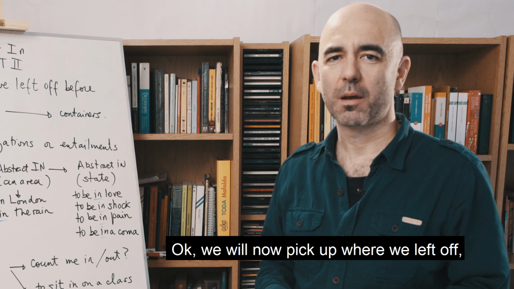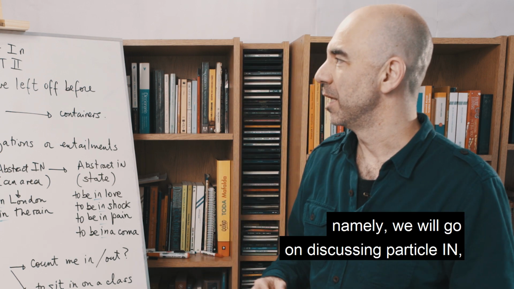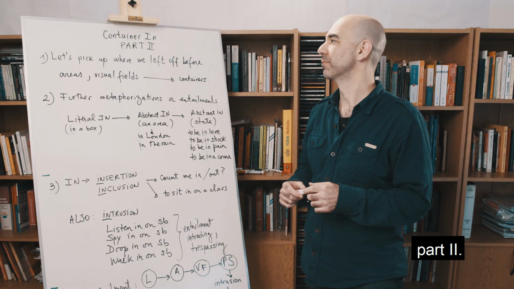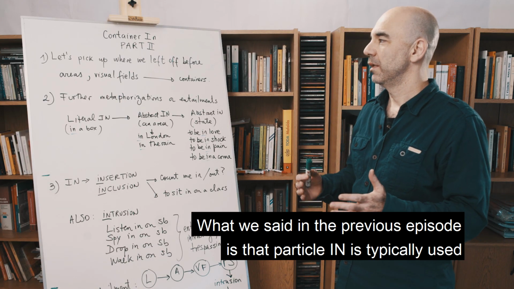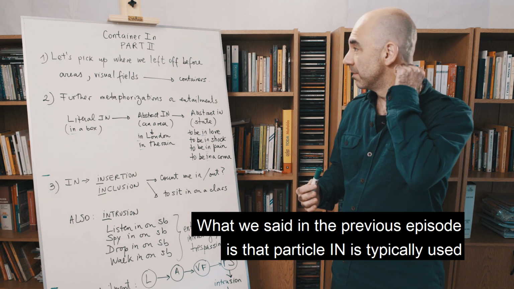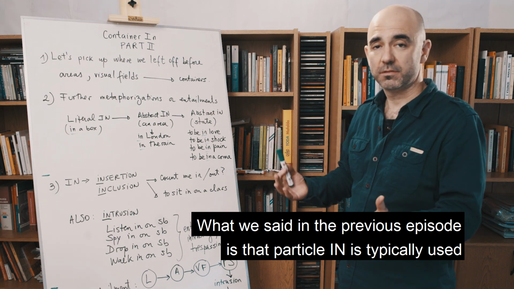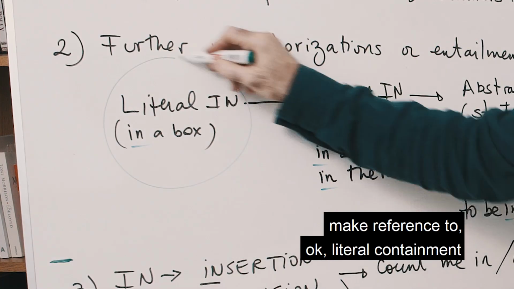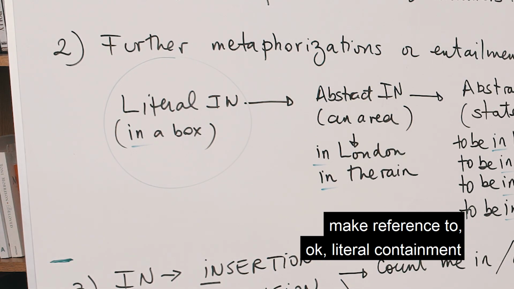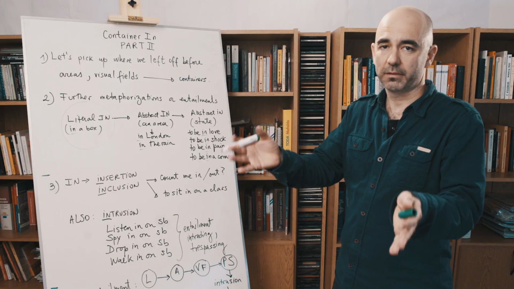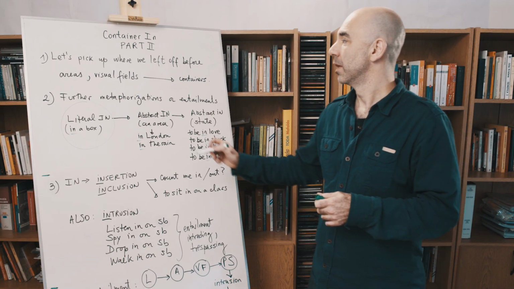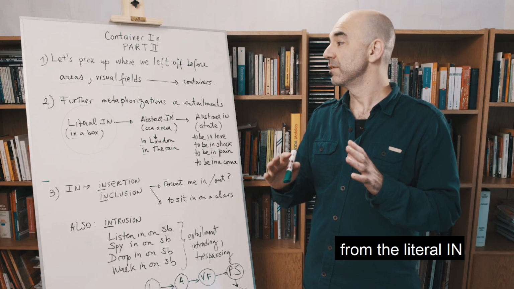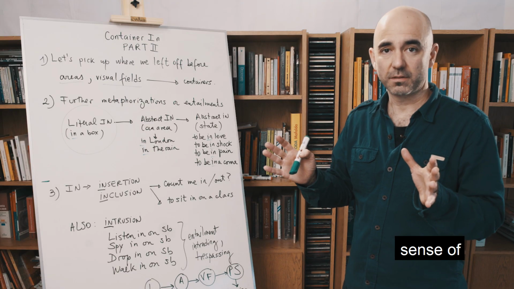Okay, well, we'll now pick up where we left off. Namely, we will go on discussing particle in, part 2. What we said in the previous episode is that particle in is typically used when we make reference to literal containment, like a gift is in a box.